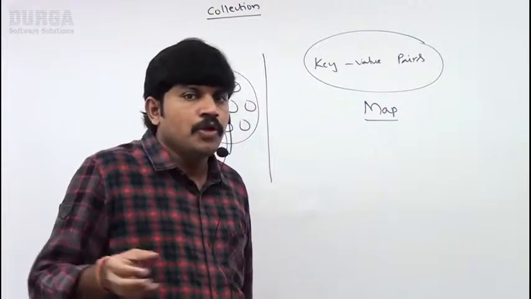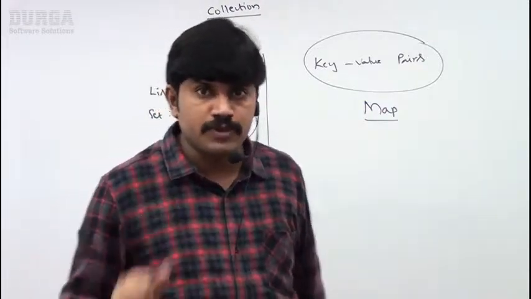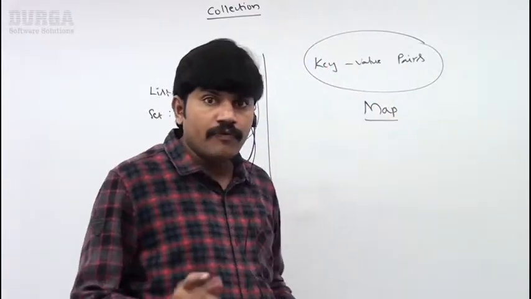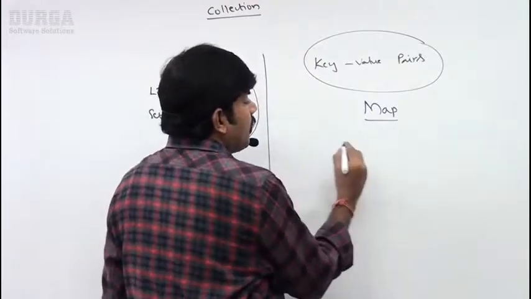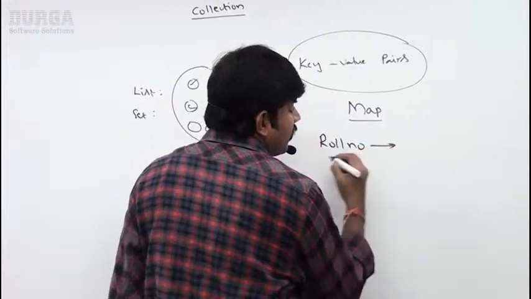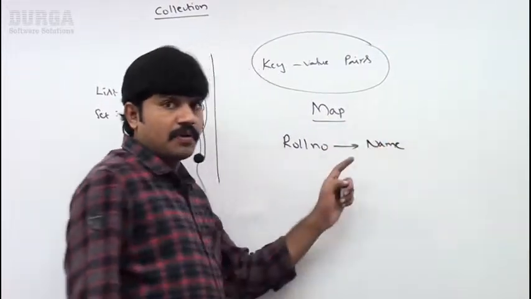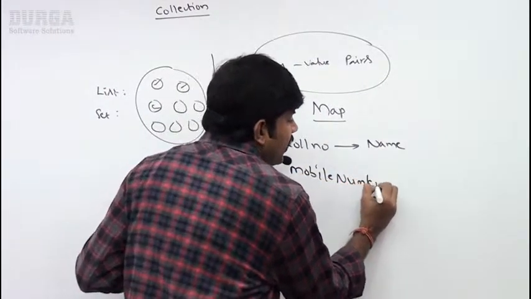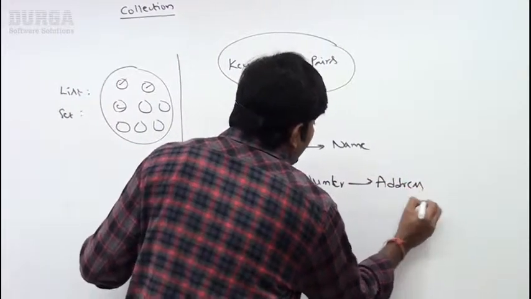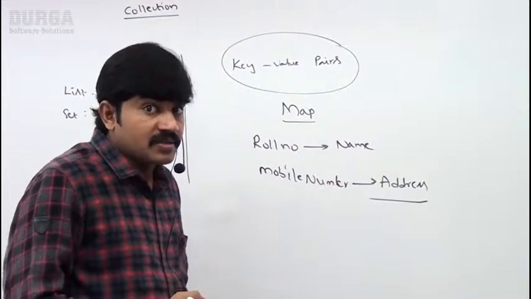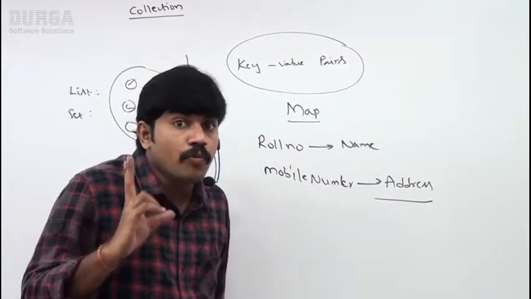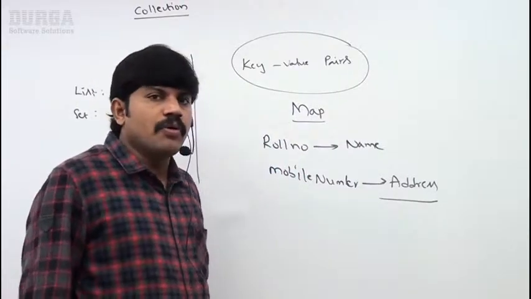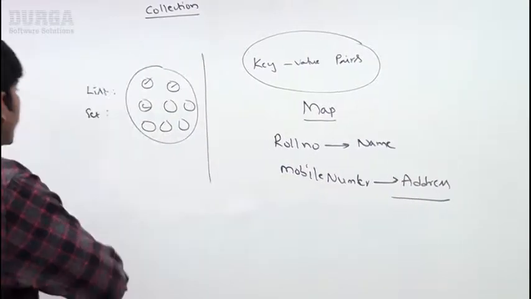Sir, collection usually talks about a group of individual objects. But if you want to represent a group of objects as key value pairs, then we should go for the map concept. Best example, sir, observe: roll number and after that name, roll number, name of the student. Similarly, mobile number and address. Are you getting? Mobile number and address, things like these are by default considered a map. If you want to represent a group of objects as key value pairs, then we can go for the map concept. Clear, right? Sir, let me show a small example so that you people can feel more comfortable.